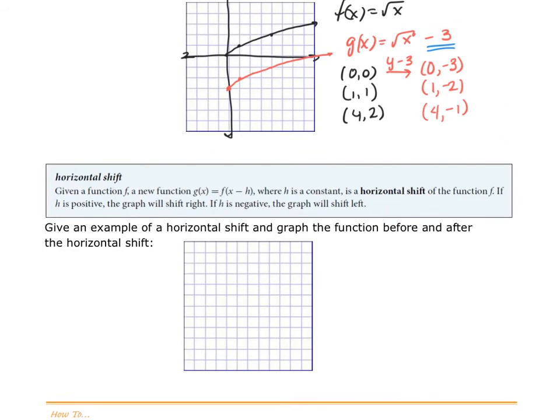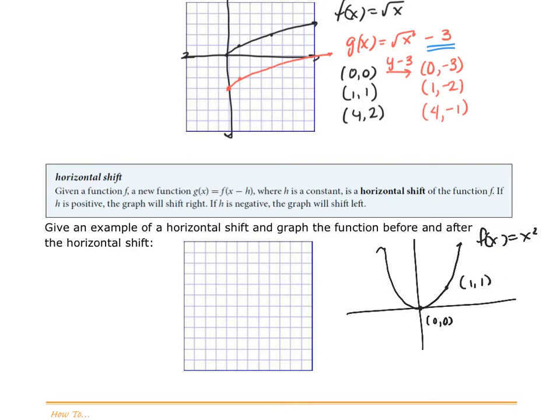Now again, I'm going to choose the parent function of x squared. So here is my x squared. So here's my function, f of x is equal to x squared. And it goes through the point 0, 0. It goes through the point 1, 1. It goes through the point negative 1, 1.